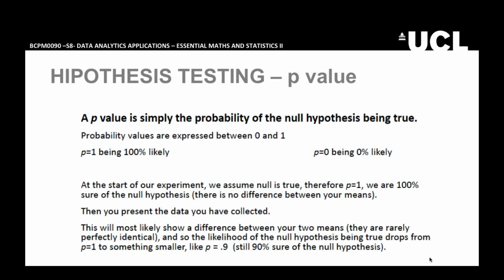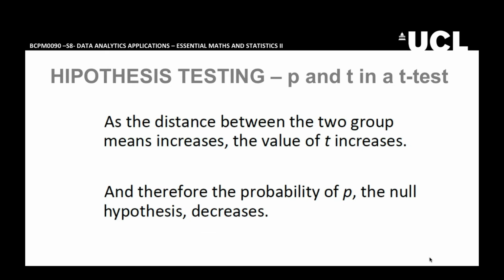And how do p and t relate to each other in a t-test? Basically, as the distance between the two group means increases, the value of t increases. We already said that. And therefore, the probability p of the null hypothesis being true will decrease.